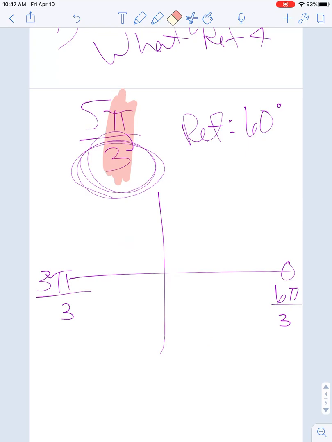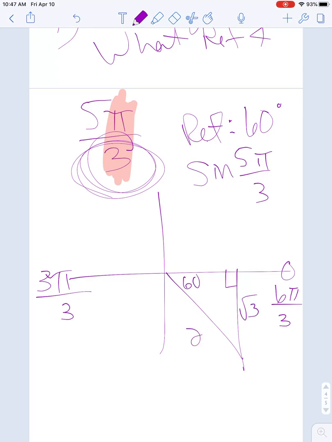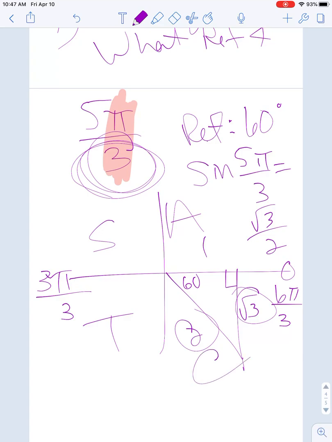So what if this were a problem and it said the sine of 5 pi over 3, I would know I was in the fourth quadrant. I draw my triangle out from the origin to the x-axis. Reference angle is 60. Label. Sine is opposite over hypotenuse. And all students take calculus. This is going to be negative. And so that would be my answer.